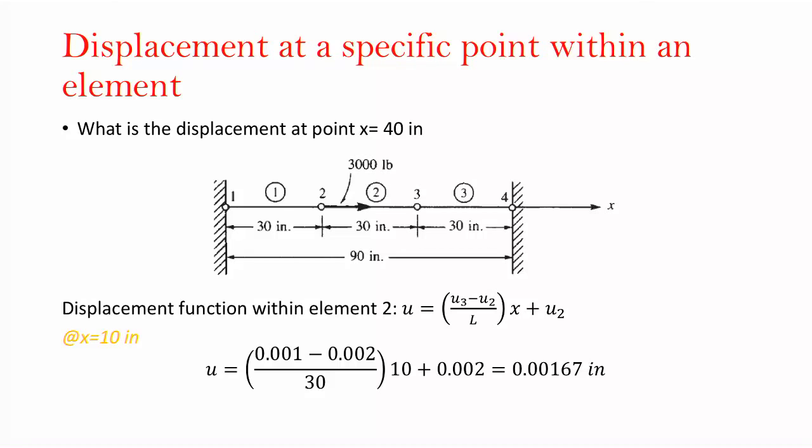Yesterday we saw an example. It was about the three truss elements. They were fixed at two ends, and we applied an external force, which was 3,000 pounds at node number 2. So after finding the displacement at node number 2 and 3, and also calculating the reaction force, the last part of the question was about calculating the displacement at point x equals 40 inch.